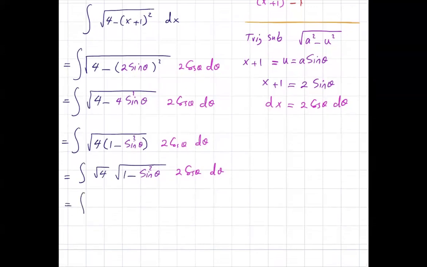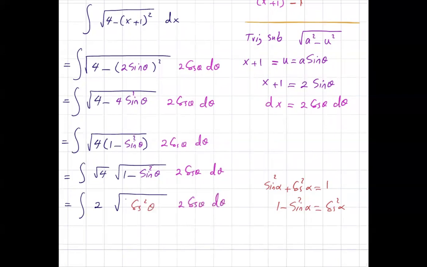We're just using algebra and pre-calculus stuff. So you have 2 times square root of 1 minus sine squared. Remember that from pre-calculus, sine squared of alpha plus cosine squared of alpha is equal to 1. So 1 minus sine squared of alpha is equal to cosine squared of alpha. Alpha can be anything. So wherever you see 1 minus sine squared, you're going to use cosine squared. So inside your radical, you get cosine squared of theta multiplied by 2 cosine theta d theta.